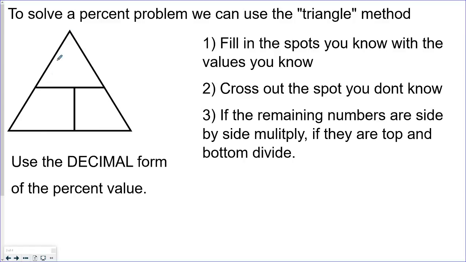So the triangle is set up like this. You draw a triangle and you cut it into three pieces, one on top, two on bottom. The top piece is where the part number goes. So this is the part spot. The bottom pieces, it doesn't matter the order, as long as you have the part on top, this is the important piece. The whole can go right here, and then the percentage can go right here.